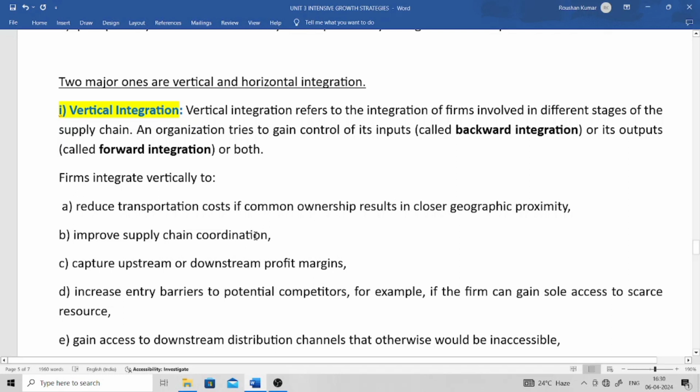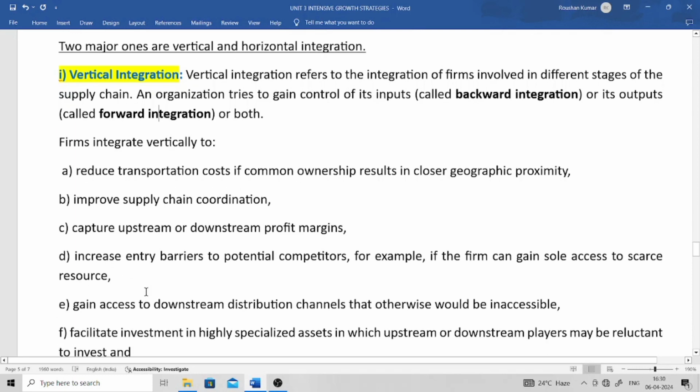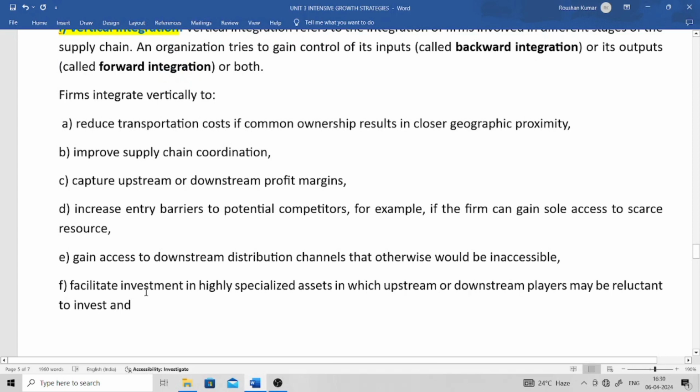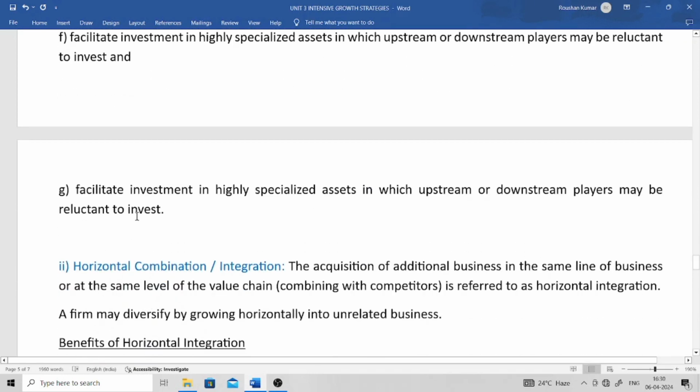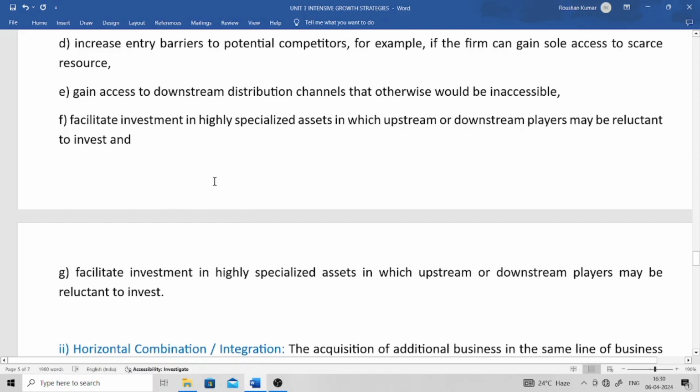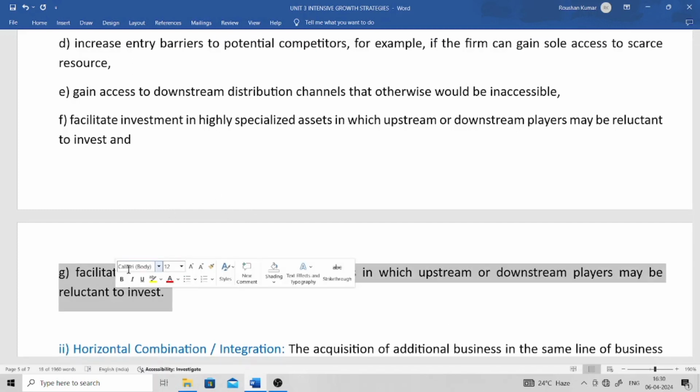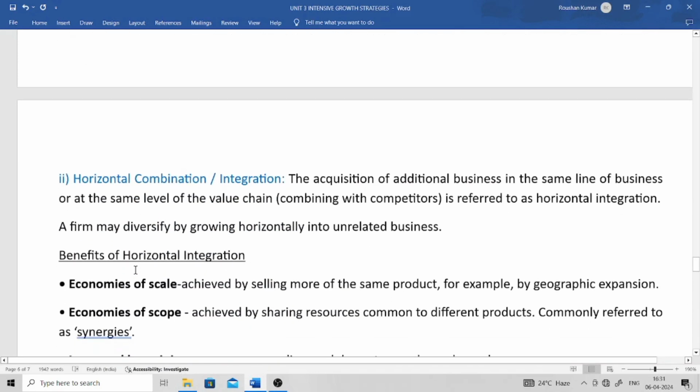Now that was vertical integration, and next we move on to horizontal integration or combination. What happens in this? Horizontal combination: the acquisition of additional business in the same line of business or at the same level of the value chain is referred to as horizontal integration. What is given here is the same level.